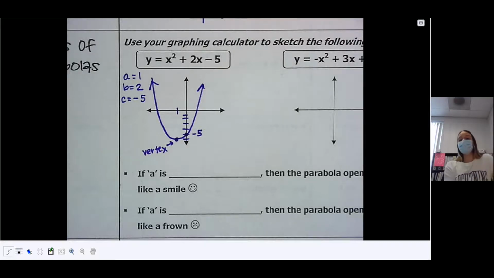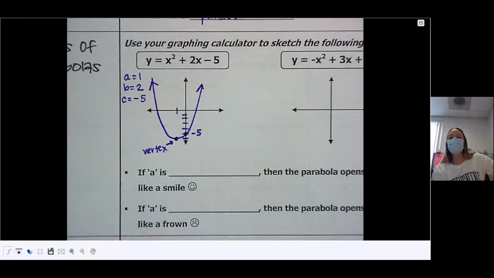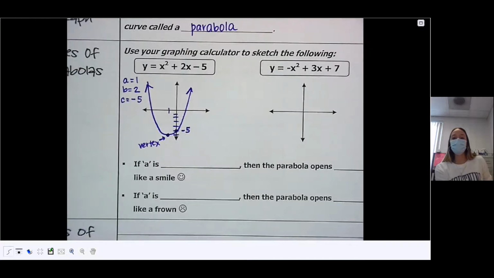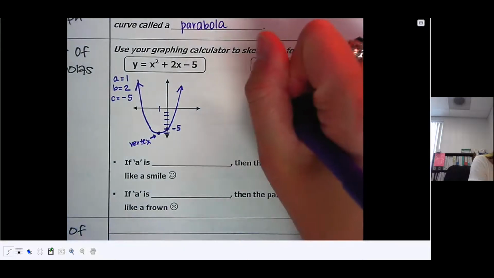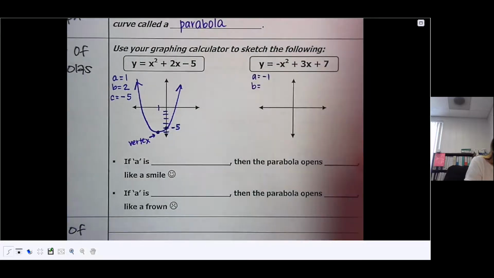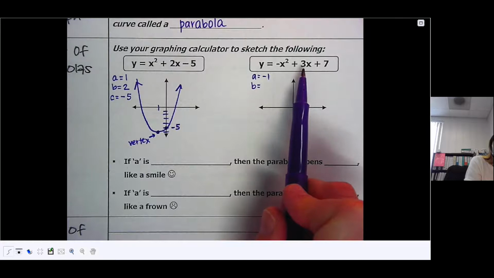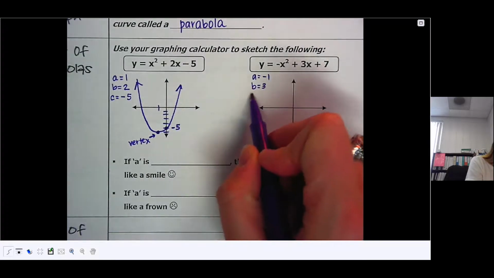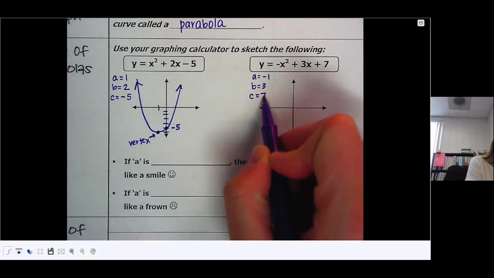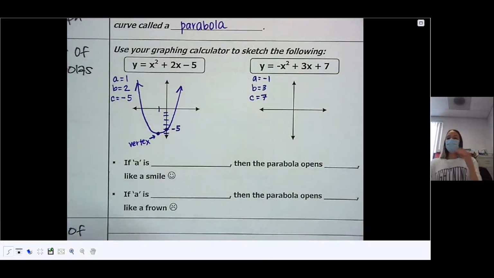Okay, my next one. Y equals negative x squared plus 3x plus 7. What is your a value in this problem? Negative 1. Good, your a value is negative 1. What's your b value? 3. It's the number in front of the x. Yep. And then what's your c value? 7.